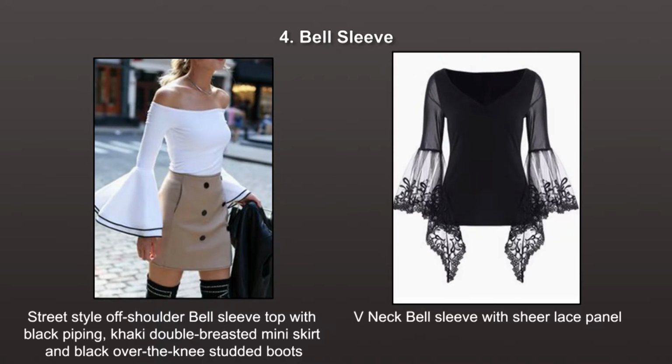The next picture is a black top with a boat neck and also a bell sleeve. In this top, the bell part of the sleeve has been made with sheer mesh fabric and embroidery. The usage of a different fabric for the bell part of the sleeve makes it a more fashioned product.